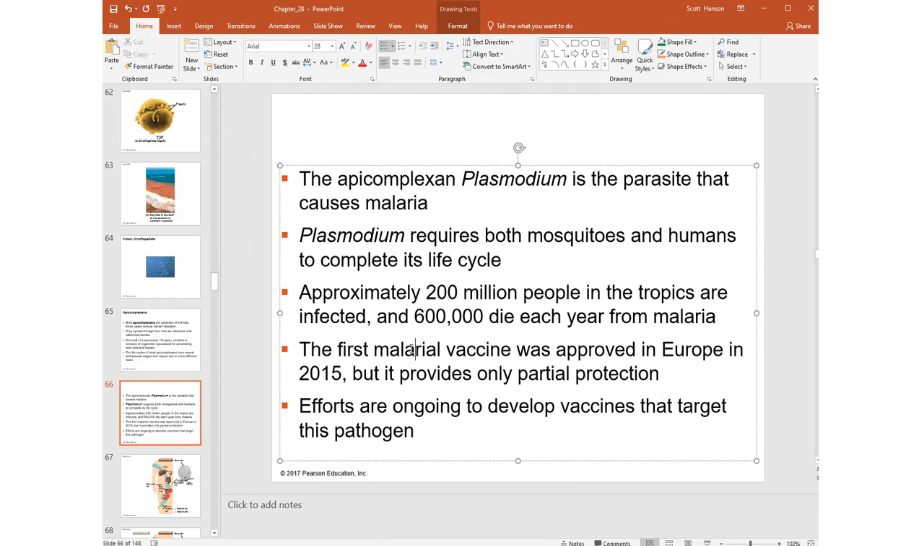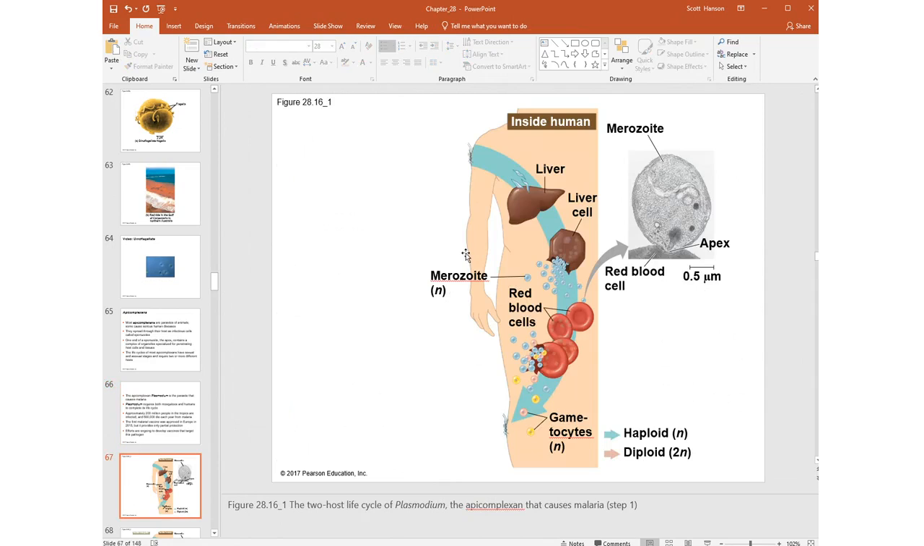So the first anti-malaria vaccine actually took quite a while to develop. It was approved in Europe in 2015, but it's only giving partial protection against malaria. There are still ongoing efforts to develop an effective vaccine against malaria, but malaria can change quite quickly, and that makes it hard to develop a vaccine against it.